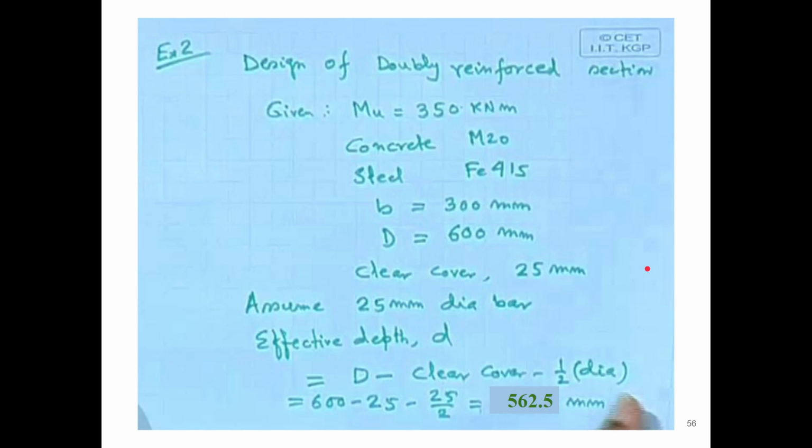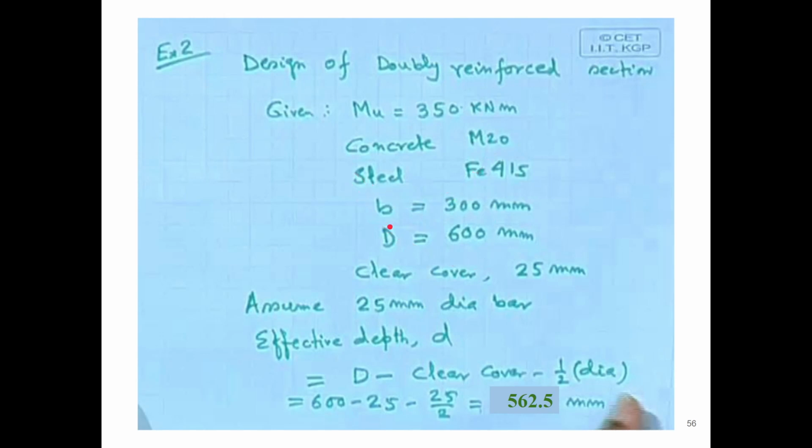Let us try one more problem: design of a doubly reinforced section. We need to design basically. Here Mu is 350 kilonewton meter. This is the required or desired moment carrying capacity. The grade of concrete is M20, and the grade of steel is Fe415.